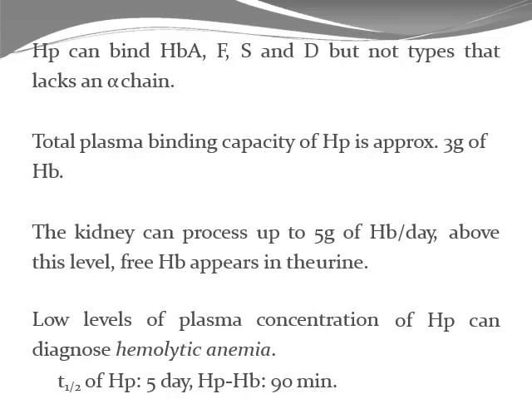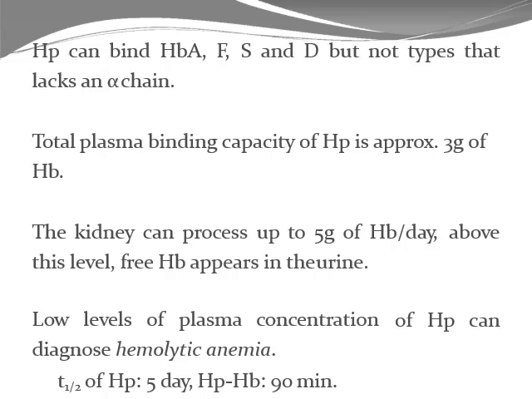Haptoglobin can bind with several forms of hemoglobin. It can bind with adult hemoglobin, fetal hemoglobin, hemoglobin S, hemoglobin D, but those which lack the alpha chain of hemoglobin, the haptoglobin cannot bind. The normal concentration of haptoglobin is around 3 gram to that of the hemoglobin, and the kidney can process up to 5 gram of hemoglobin per day. Low level of plasma haptoglobin can be seen in hemolytic anemia as well.